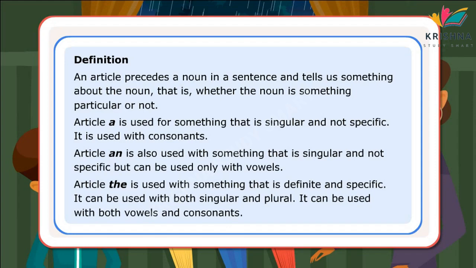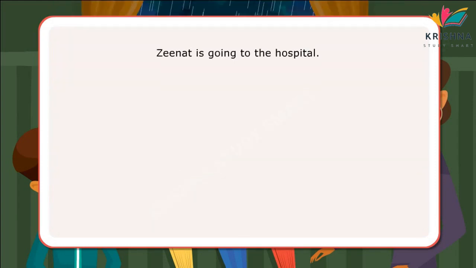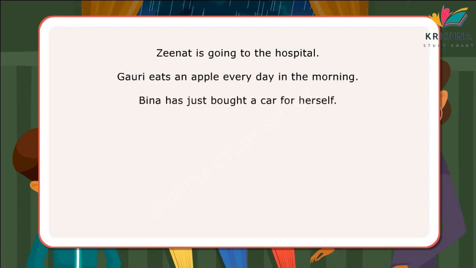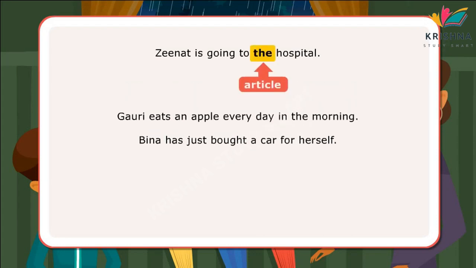Let us look at a few sentences. Zeenat is going to the hospital. Gauri eats an apple every day in the morning. Beena has just bought a car for herself. In the first sentence, the is an article and it refers to a particular hospital.